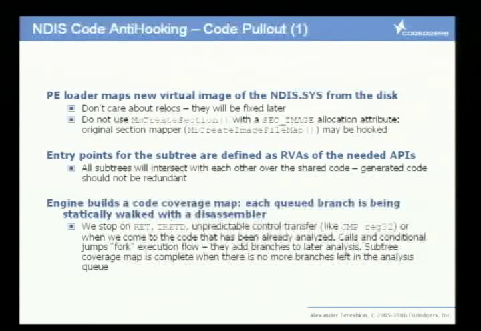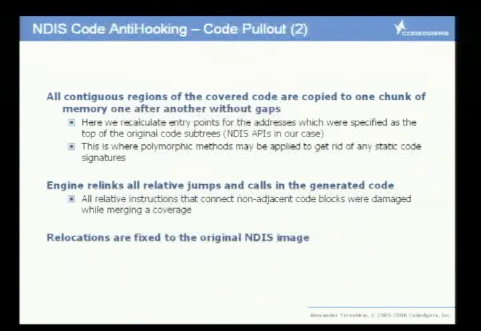As for calls and conditional jumps, they actually fork the execution flow. They add branches to later analysis. A subtree coverage map is complete when there are no more branches left in the analysis queue. The final steps of the code pullout technique are to rebuild all generated code to make it possible to run.